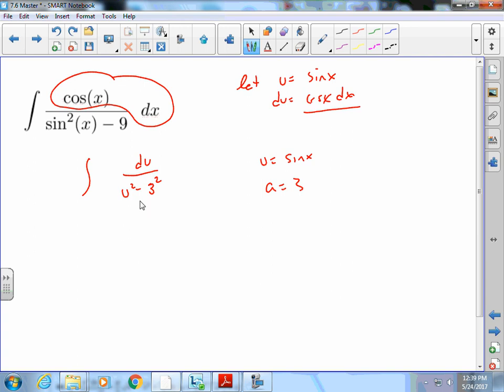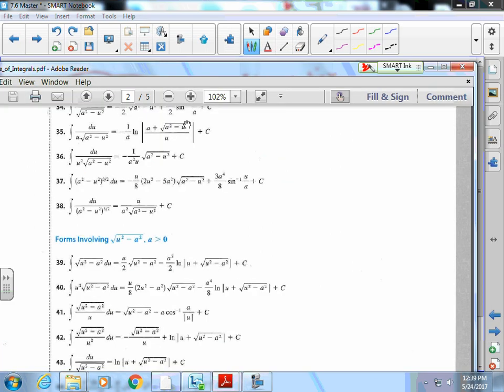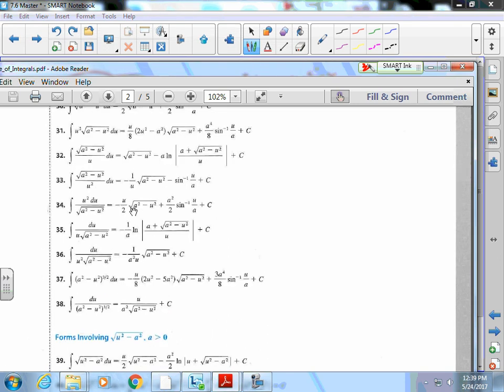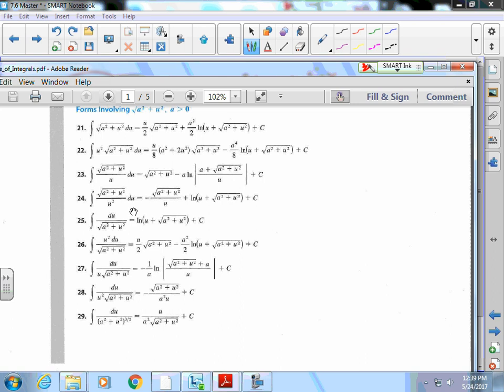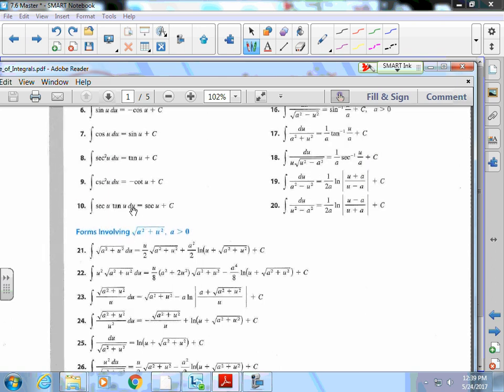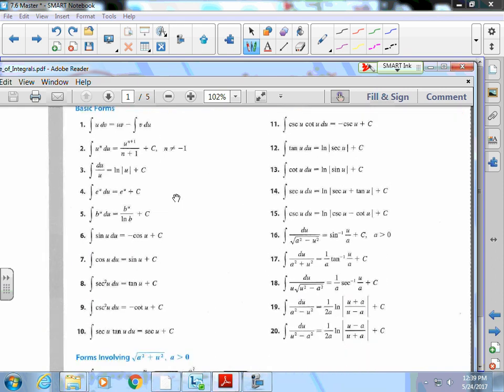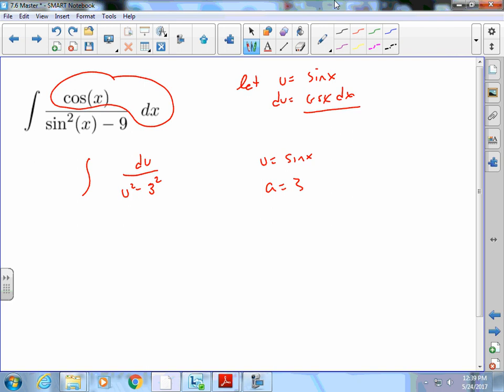So I'm going to go through my problems here again. Again, you should hopefully have your sheet that you can look through and try to find these on your own. I know I'm going through here. I already know which ones I'm looking for, but you should try to find these on your own and make sure you're comfortable with this list. So I'm looking for something over u squared. I'm looking at this section, and if I look at 20, I have a du over u squared minus a squared. So it looks like I can use 20. I'm going to tell you which one I'm using. Number 20, and that's du over u squared minus a squared.